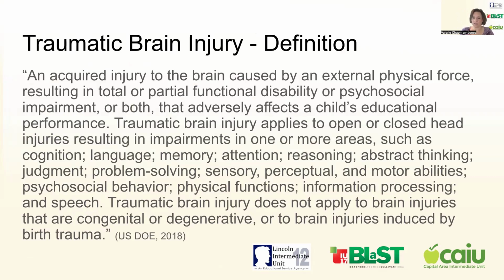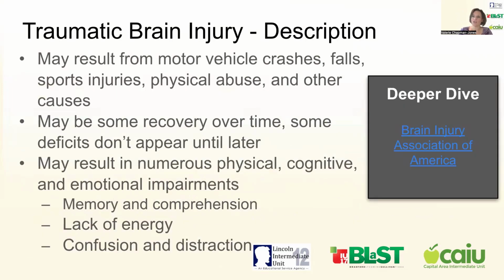Traumatic brain injury. Please pause your recording and read over the definition. Traumatic brain injury can result from a lot of different things. For example, car accidents, falls that they may have where they hit their head. Sports injuries are becoming more and more common with traumatic brain injury, physical abuse, and any myriad of ways where a student may have hit their brain and caused some kind of injury.